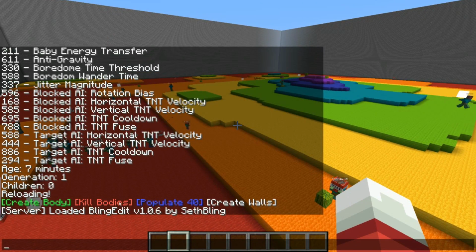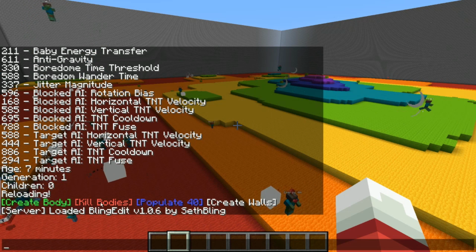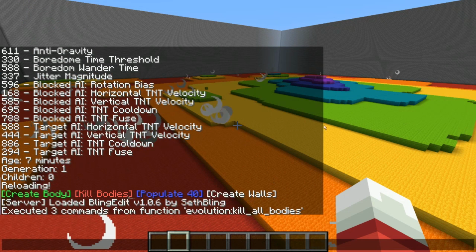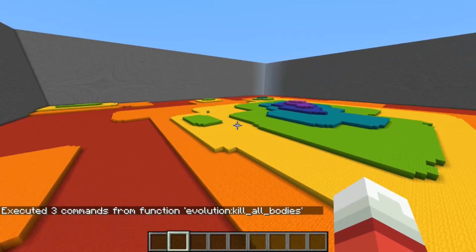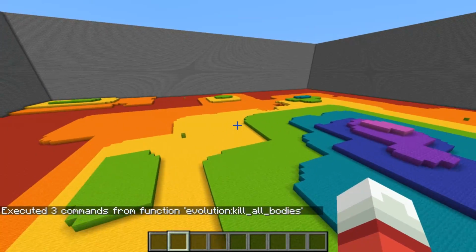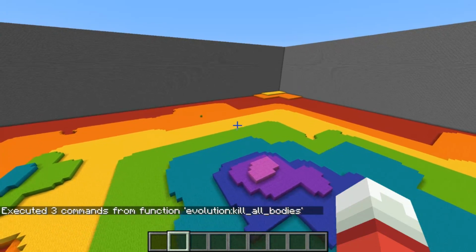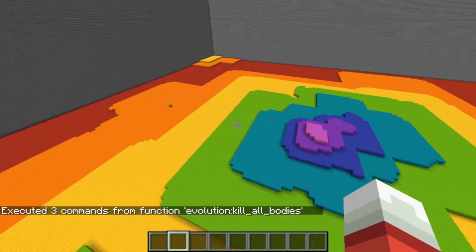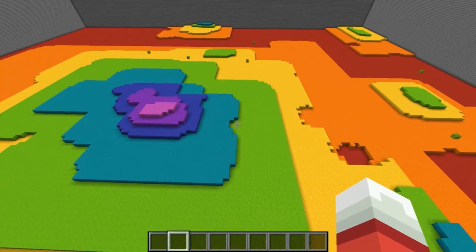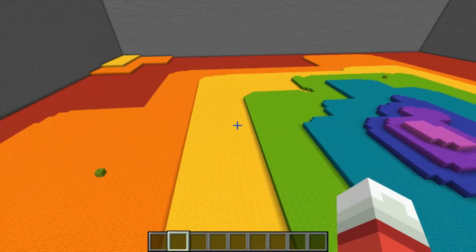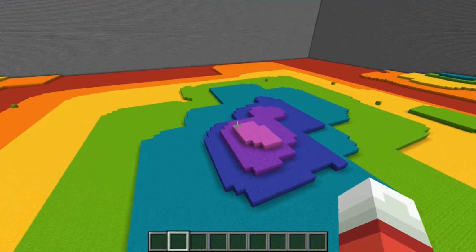So I reloaded the Datapack, and that'll bring up this menu. If you want to download this for yourself, this is how you do it. /reload, you click kill bodies, and it'll clear out everything. So no zombies, no food, no nothing. Now food will slowly spawn over time. It spawns like once every second or so. I think it's actually a little bit faster than that, but food spawns over time.